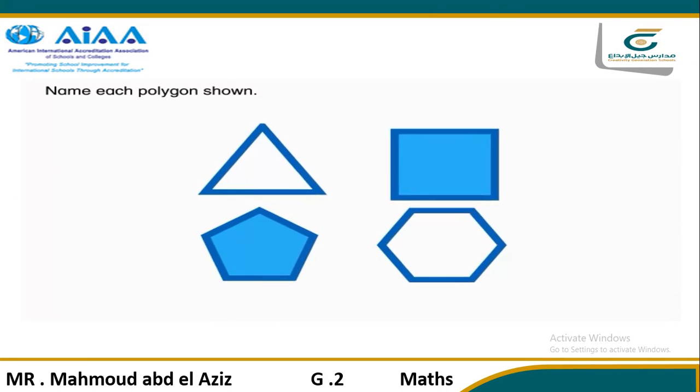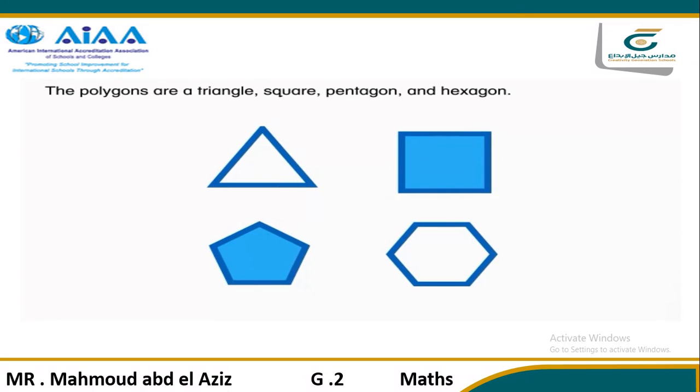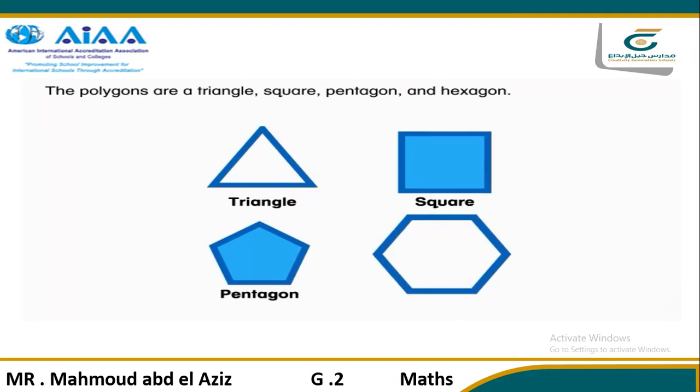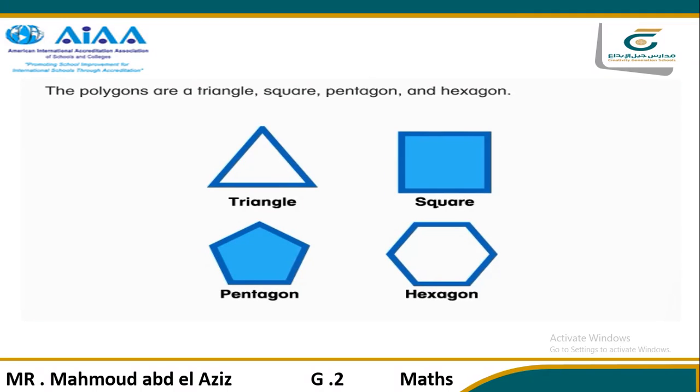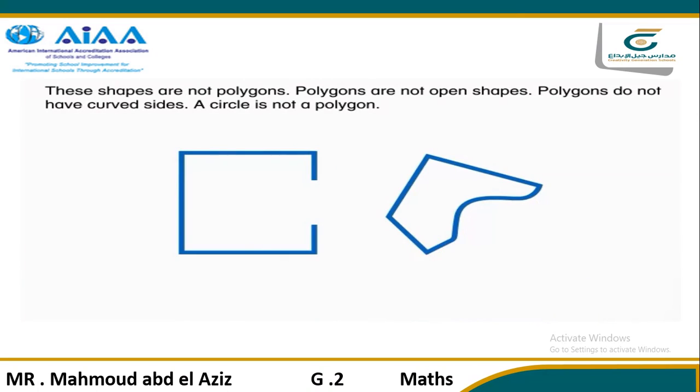Name each polygon shown. The polygons are a triangle, square, pentagon, and hexagon. These shapes are not polygons. Polygons are not open shapes. Polygons do not have curved sides. A circle is not a polygon.